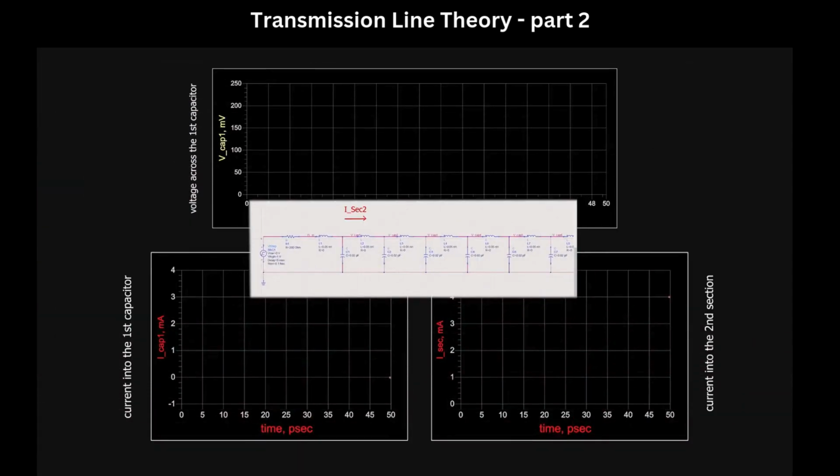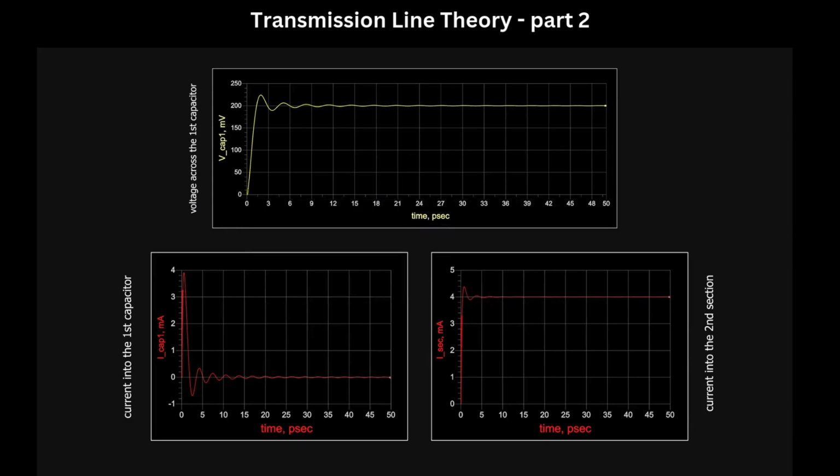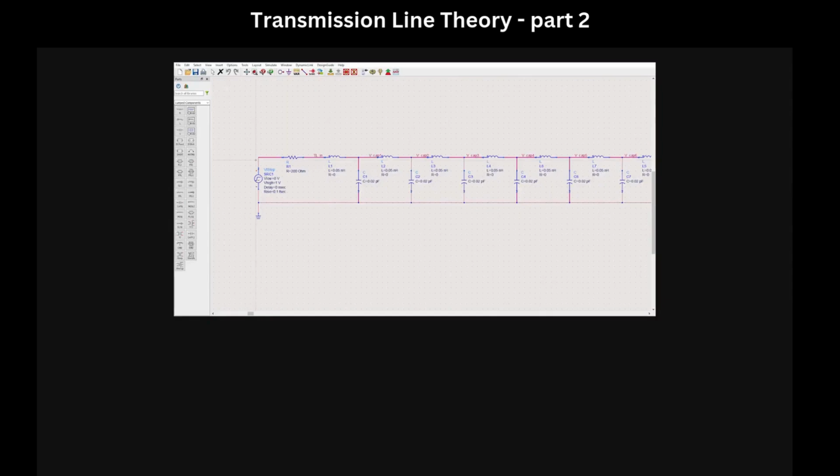With the help of the simulator, we can get the voltage waveform across the first capacitor, and the current injected into the adjacent LC segment. Very similar to the approximation we made. These graphs represent the voltage and current at that location on the line. Now let's move on to the next section.